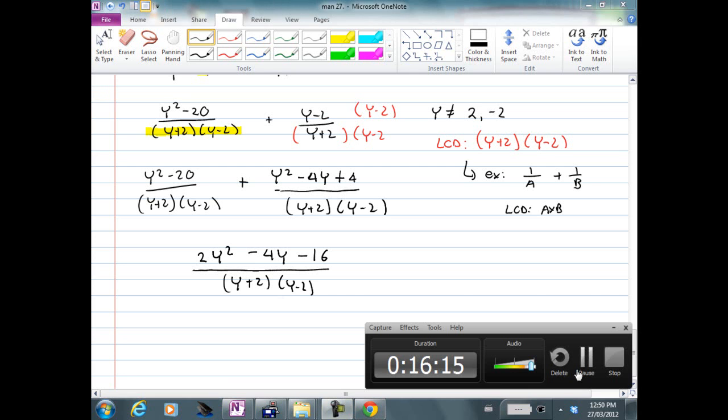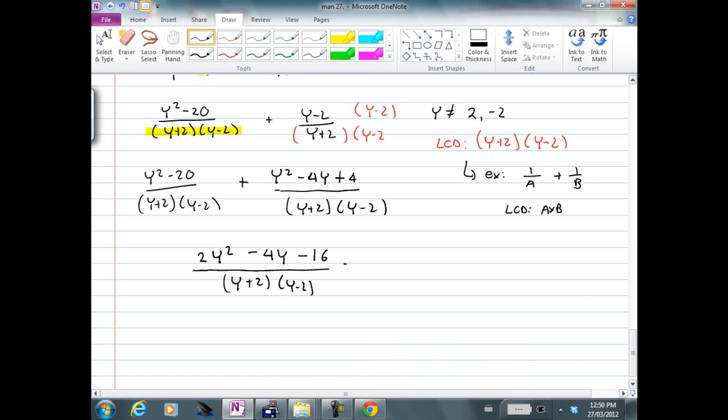I'm going to pause it. I can pull out a 2 right off the bat, and this gives you 2 times y squared minus 2y minus 8 all over y plus 2, y minus 2. But I can break this part down even more. Go for it. Why don't we factor it?